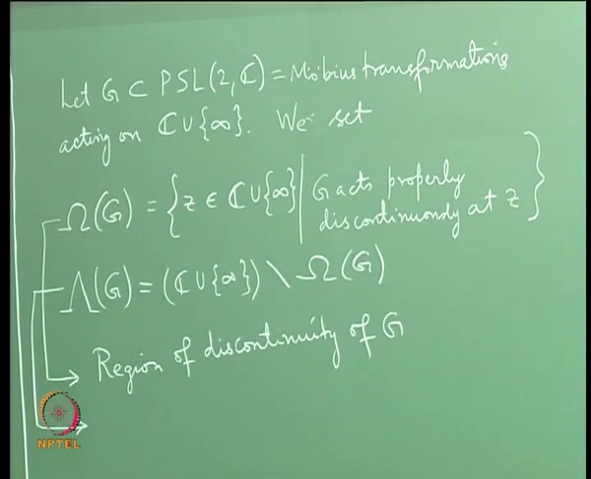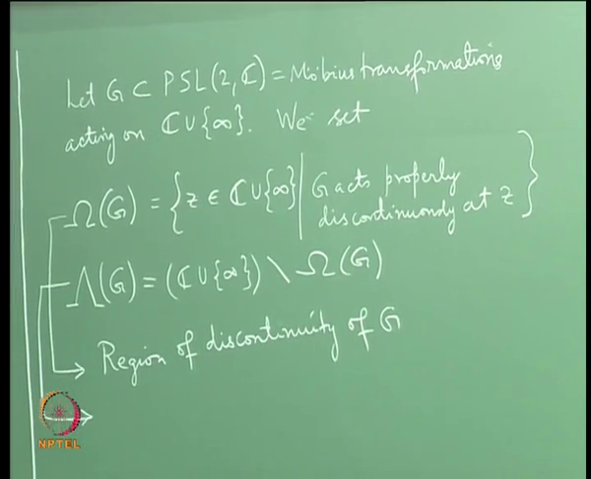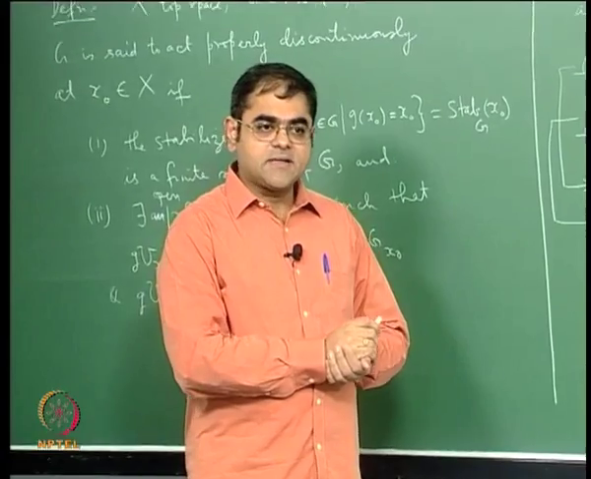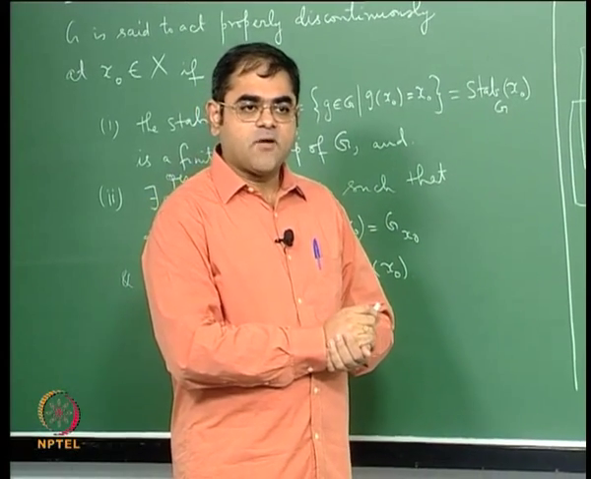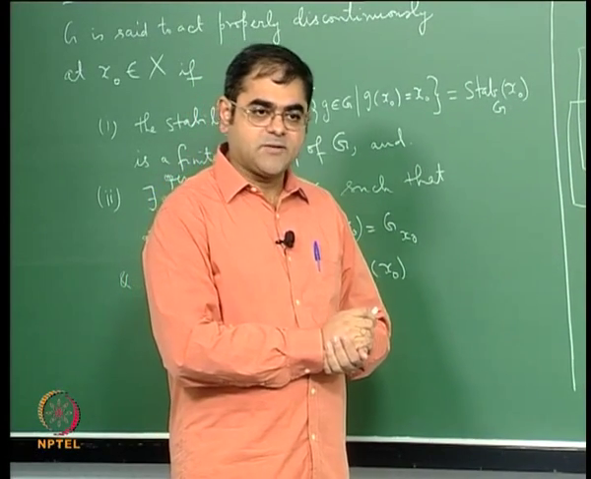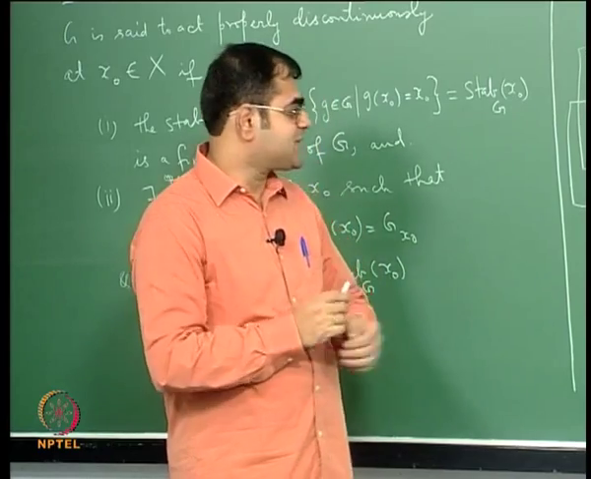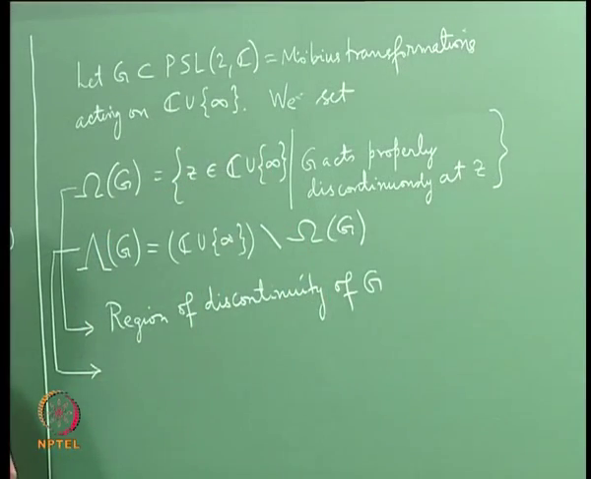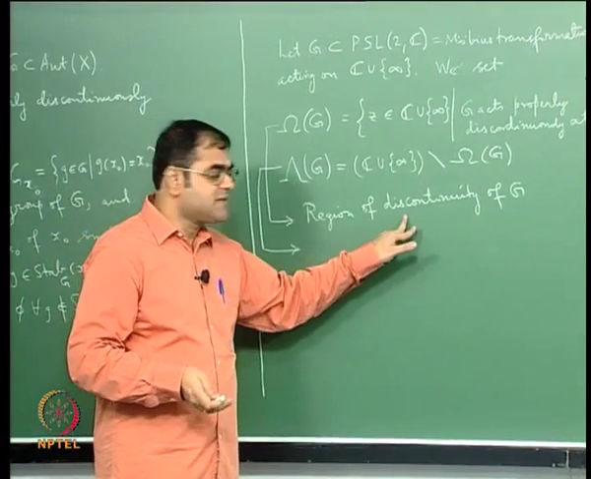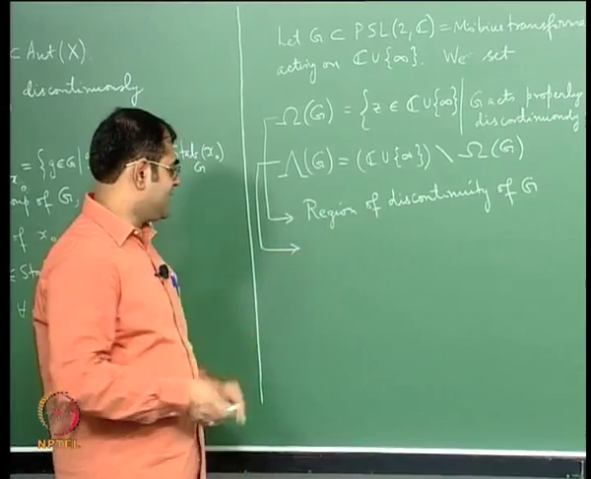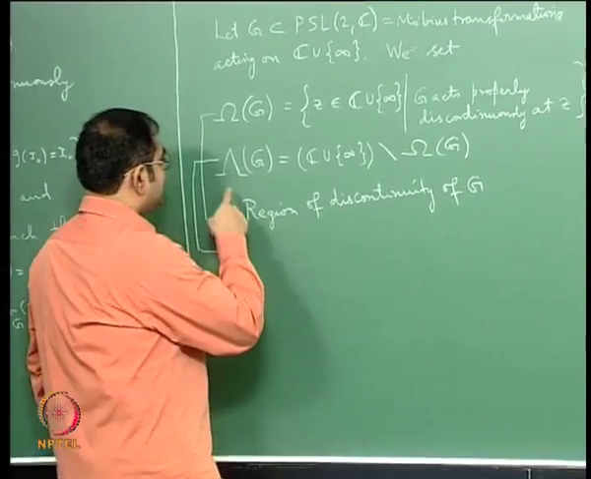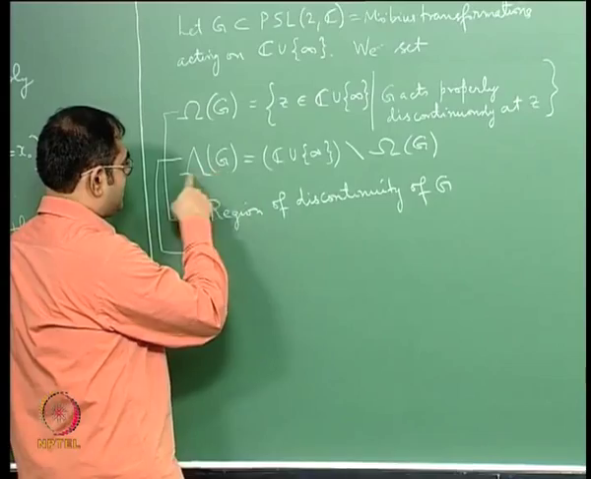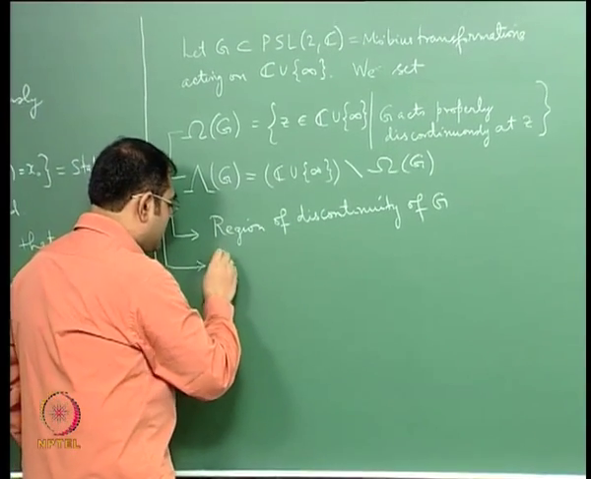Though it says region of discontinuity of G, somehow the word discontinuous puts one off and one feels that it is something bad. But actually here it is something good. The region of discontinuity is a very good region. It is exactly the region where you can go modulo G and get a Riemann surface. So don't be misled by this terminology. And capital lambda of G is called the limit set of G.